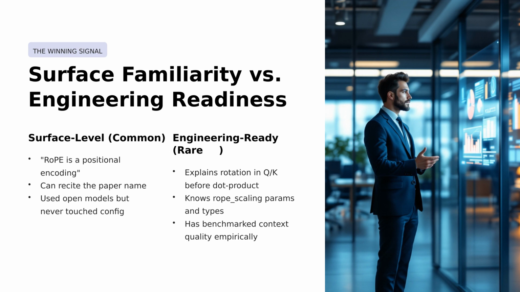Surface-level knowledge sounds like: RoPE is a positional encoding, or being able to name the paper, or having used open models without ever touching the config. Engineering-ready people go further. They can explain the Q and K rotation before the dot product. They know the RoPE scaling settings and types, and they've actually benchmarked context quality in practice.